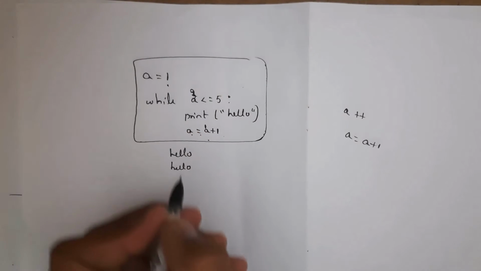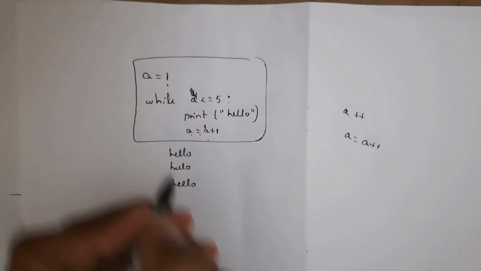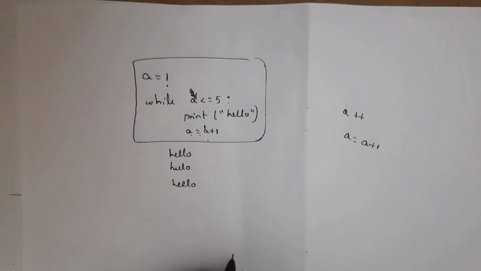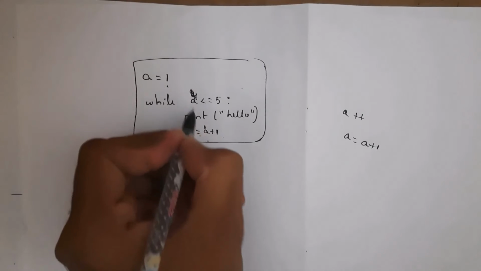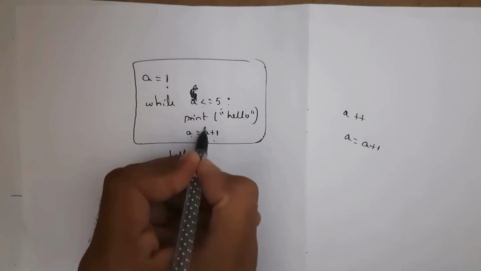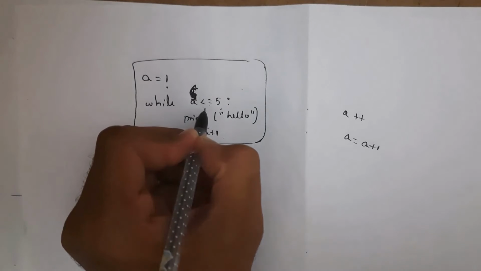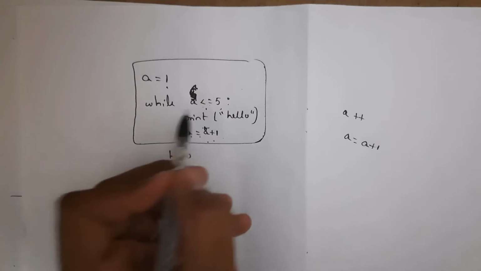3 is less than 5, condition is true. So again it will print hello. Next it will increment value, that is 4. 4 is less than 5, condition is true. So again it will print hello. Next it will take 5. 5 is equal to 5, this condition is true. So I will get output, that is hello. Next it will increment value, that is 5 plus 1, 6. 6 is not less than or equal to 5. 6 is greater than 5. This condition is not satisfied. So it will stop this loop.